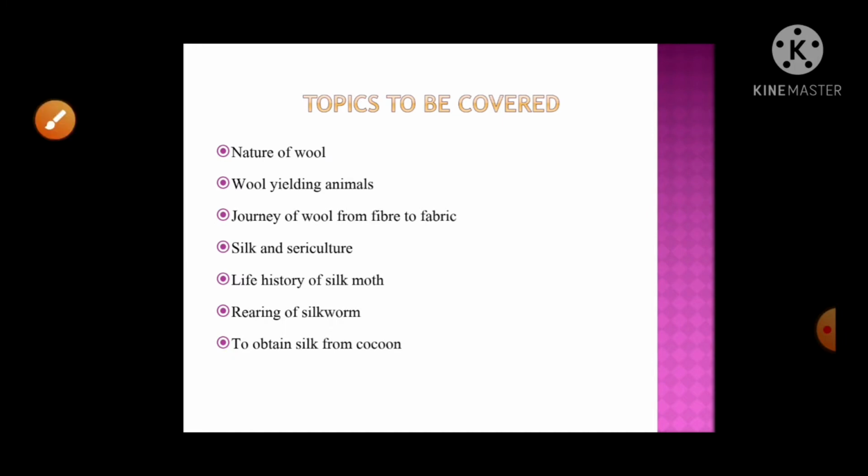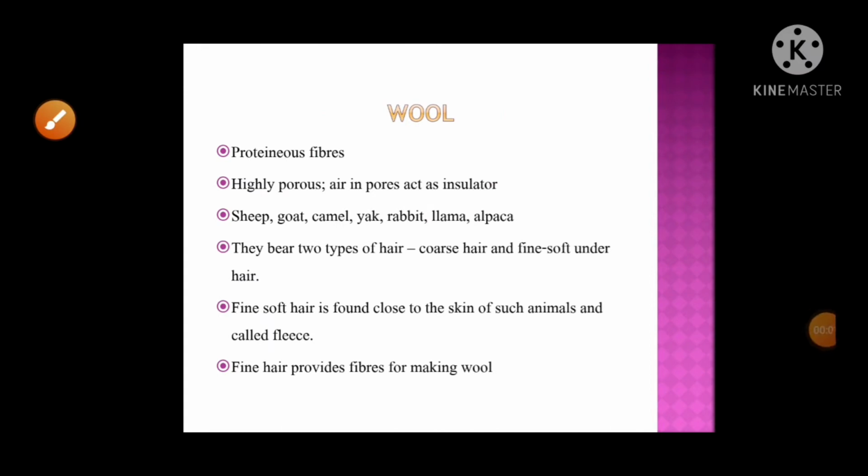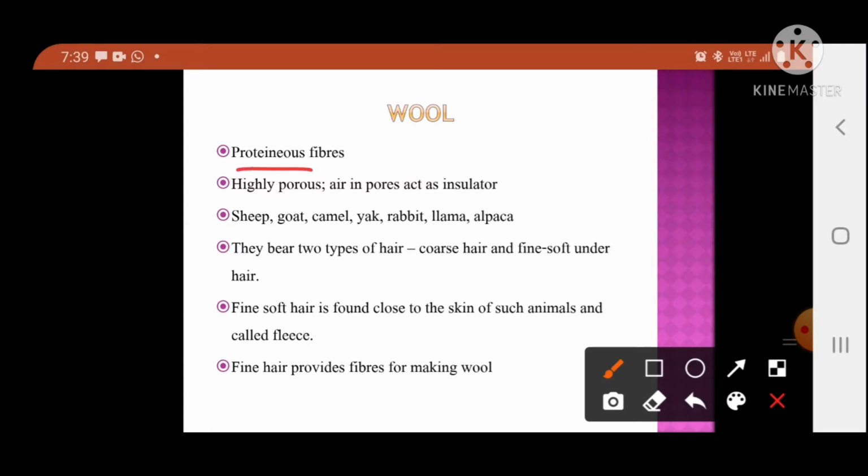Today in module 1, we'll study the nature of wool, wool yielding animals and the journey of wool from fiber to fabric. The rest of the topics will be covered in the next module. So let's start with a very common and basic fiber, that is wool. Wool is a proteinous fiber. It burns with a bad smell. It is highly porous and the air in the pores acts as an insulator and does not allow the body heat to go out. That is why wool is used for making winter clothing.